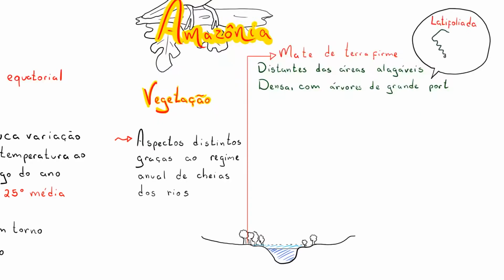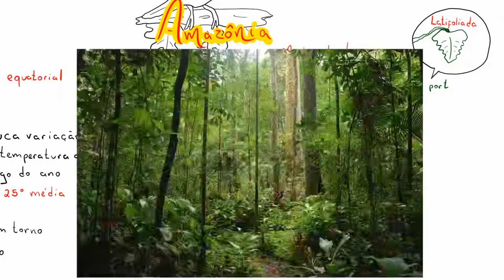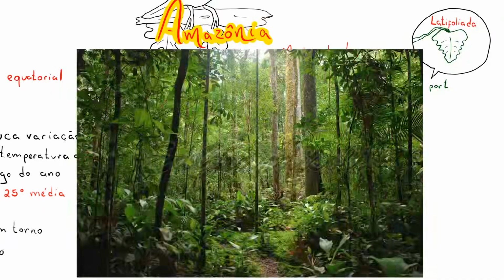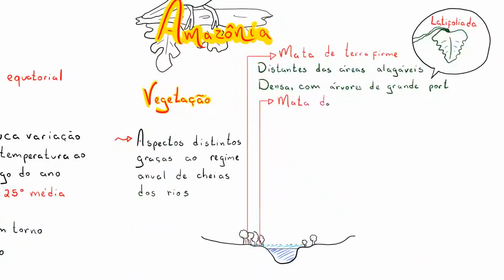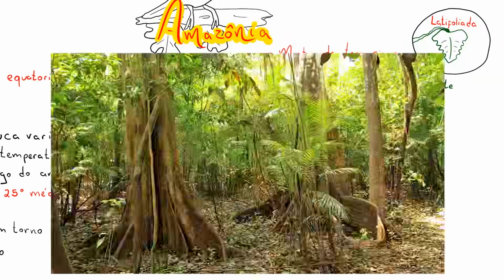Another relevant aspect of this vegetation is that it's called broadleaf vegetation, meaning it has large leaves, mainly to capture as much sunlight as possible. But at the same time, they also lose a lot of water. However, water is not a problem in the region, right? Besides the upland forest, we also have the so-called floodplain forest, which is periodically flooded according to the river flood cycles. And in general, it will have medium-sized vegetation that doesn't reach the same size as the upland forest.